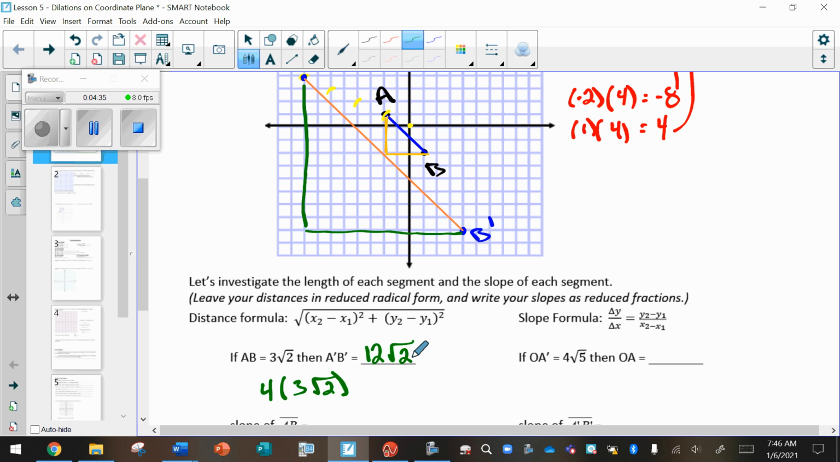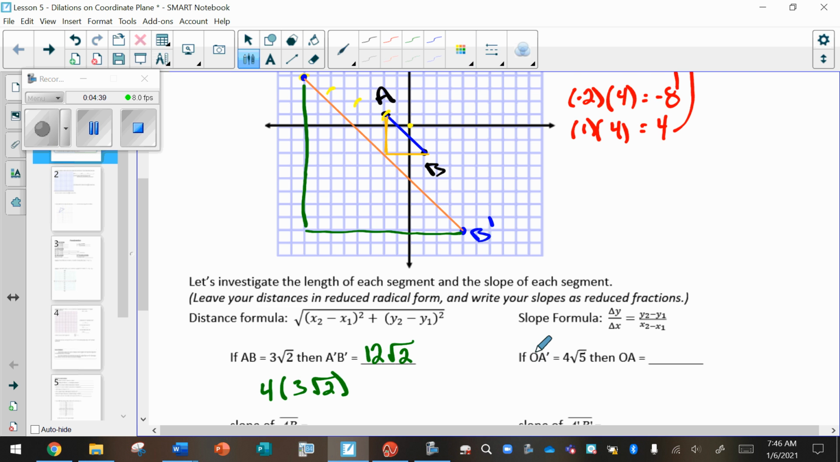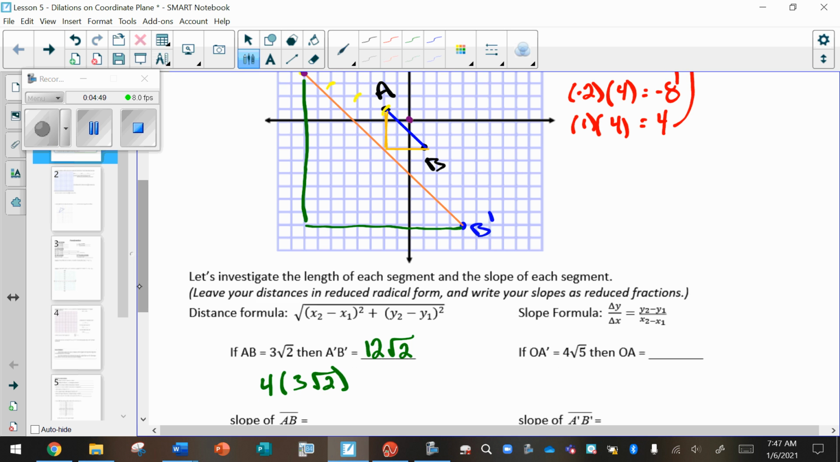And conversely, working backwards, going the other way, if I know OA prime, from the center of dilation to the image point, is 4 radical 5, what is the distance in the pre-image? We would take our 4 radical 5, and this time, since we're working backwards, finding the pre-image length, we would divide out the 4 and get just radical 5.